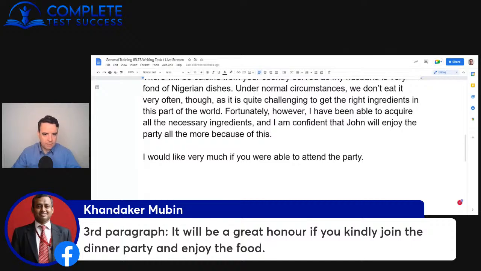Khandaker, third paragraph. It will be a great honor. So it would be. So we don't know if they're going to come or not. So it would be, because we're still just imagining the situation. So it would be a great honor if you could kindly join the dinner party and enjoy the food with us. It would be more natural. Enjoy the food with us. So modals, I think modals would and could would make this more informal, but you've done a very good job besides the small grammar mistakes there, Khandaker.